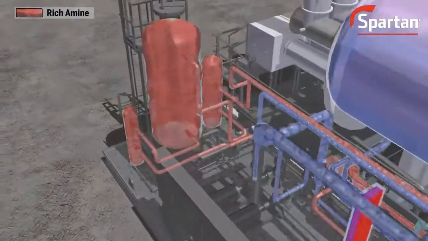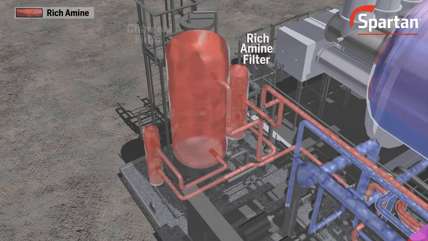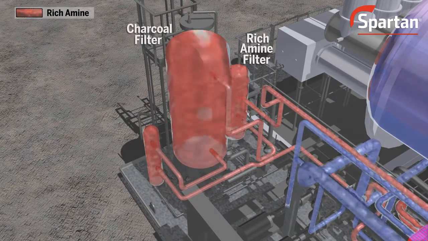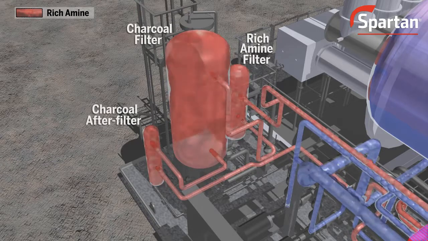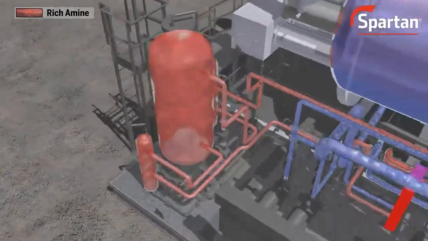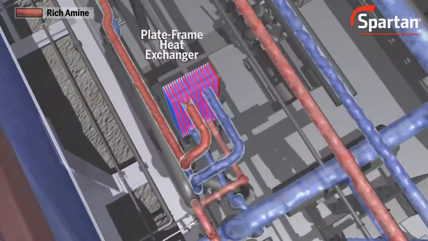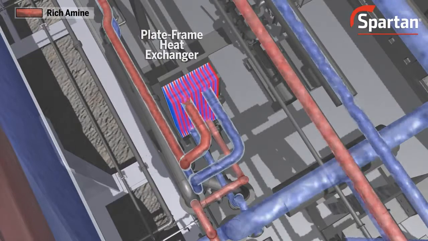It is then filtered through three filters: a rich amine filter for particulates, a charcoal filter for hydrocarbons, and a charcoal afterfilter for removal of charcoal particulates. The rich amine is then preheated by a plate frame heat exchanger before entering the top of the still column.